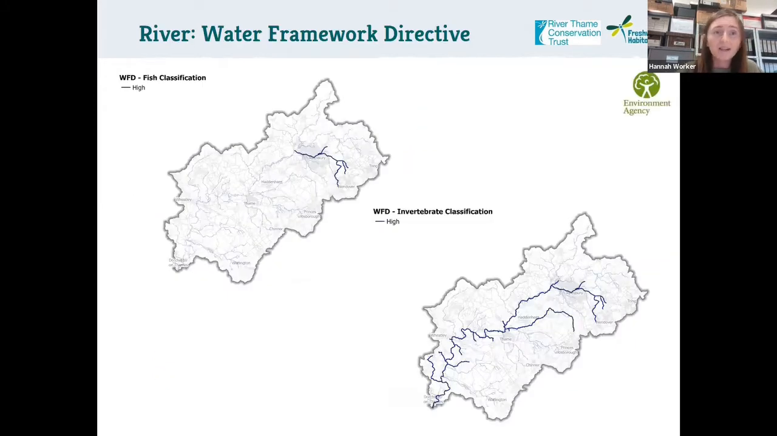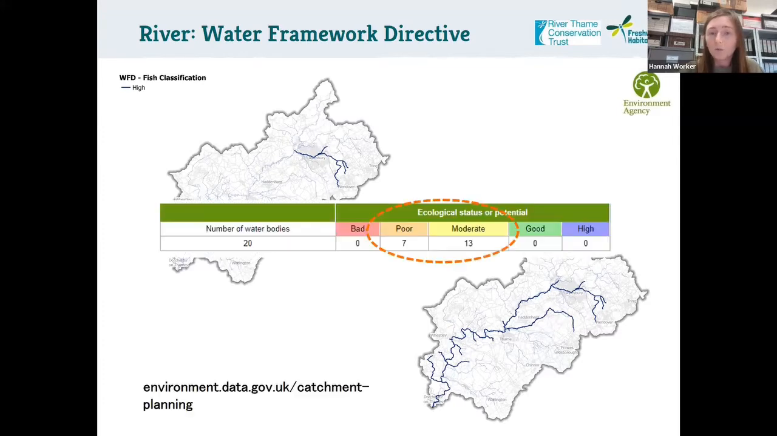The next thing you bring in is looking at where you have high status. So from the Water Framework Directive, bringing in where you've got high classifications. So for fish and invertebrates are what's shown on the screen right now. There aren't any water bodies, unfortunately, in the catchment that do reach good or high status, but you can still focus on those particular classifications for those particular groups.